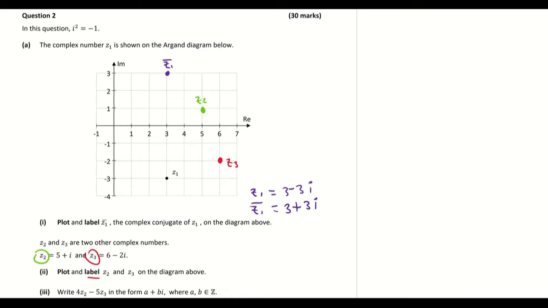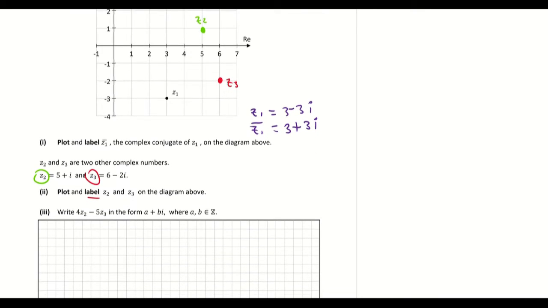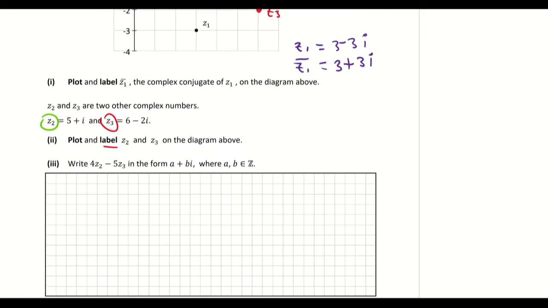Write 4 times Z2 minus 5 times Z3 in the form a plus bi. So we're on part 3 here now. So the 4 is stuck to the Z2, so that means multiply. So it's 4 times Z2, which is 5 plus i, subtract 5 times Z3. Z3 is 6 minus 2i. Then multiply in my brackets. 4 by 5 is getting me 20. 4 by i, 4i. Multiplying in the minus 5 by the 6 will get me minus 30. And minus by minus 2i will become plus 10i.